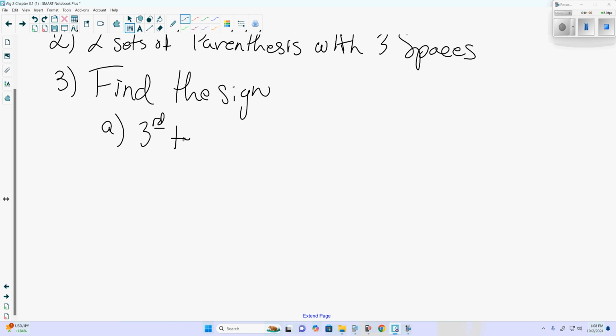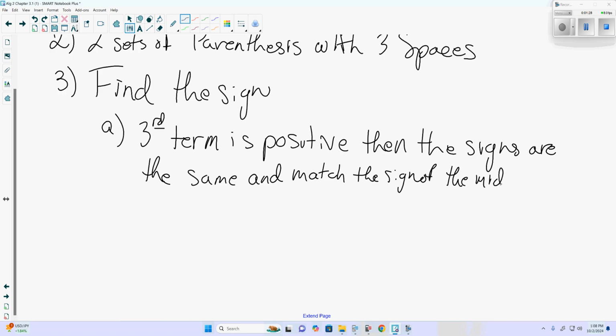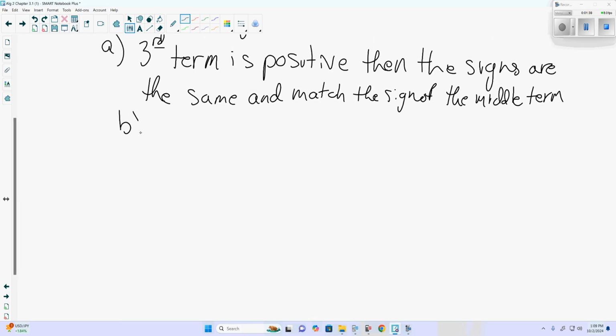If the third term is positive, then the signs are the same and match the sign of the middle term. And yes, we did write these down yesterday. So if the third term is positive, the signs are the same and match the sign of the middle term.